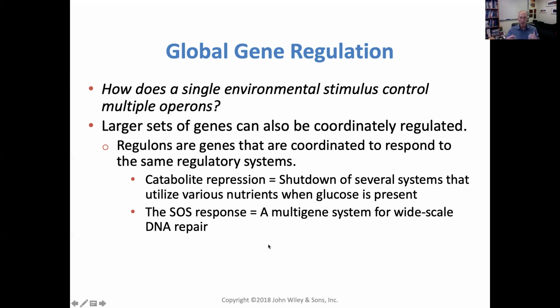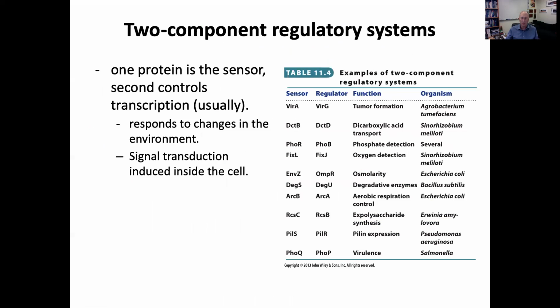We're not actually going to talk about the SOS response. It's fairly complicated, and although it's very interesting and useful, I decided there were other things that I would rather talk about. So let's talk about some other global gene regulatory systems.